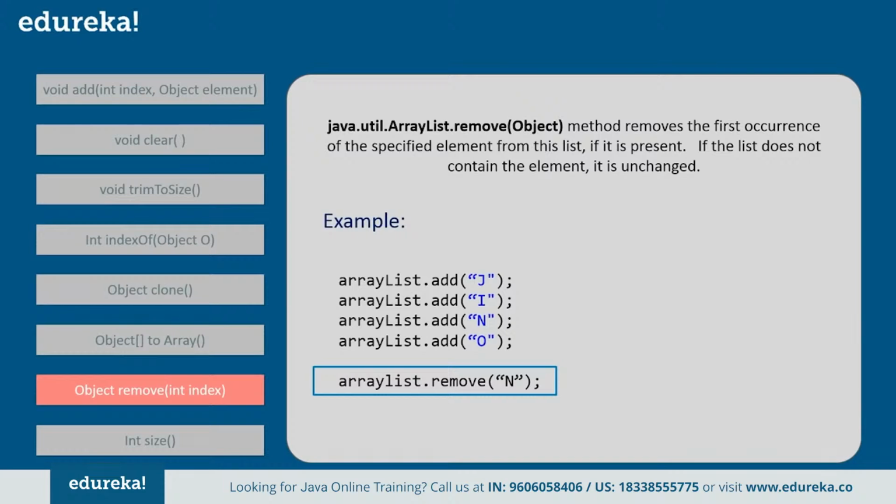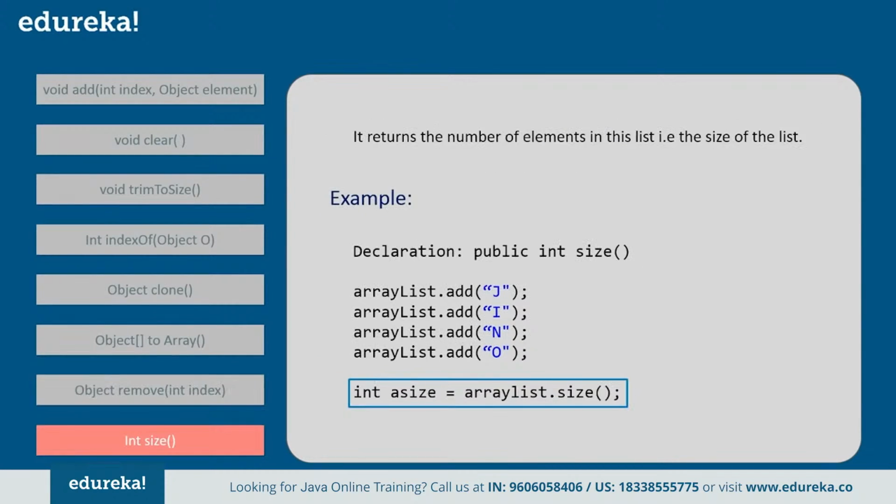Next, the remove method. This method removes the first occurrence of a specified element from the list if it is present. For example, if you want to remove n from the added list, then it removes the first occurrence of n. If there is one more occurrence of n here, it won't remove that. Next, int size. This returns the number of elements in the list, that is the size of the list. Suppose we have added 4 elements, then it returns the size of the array list as 4.